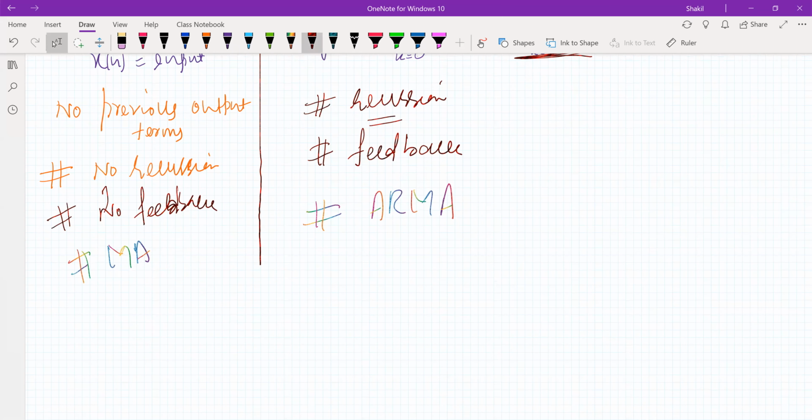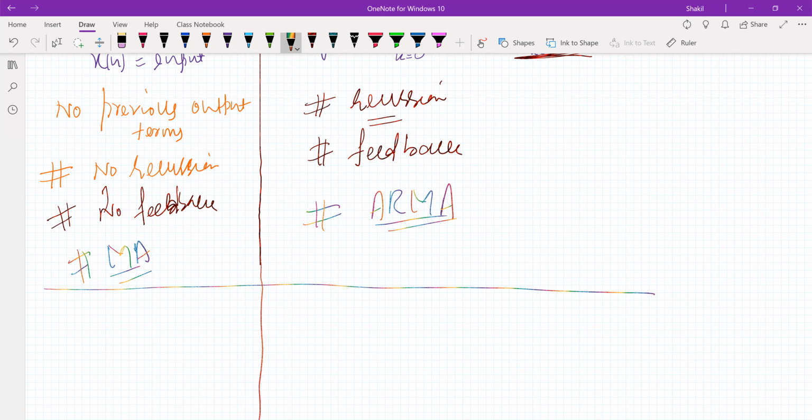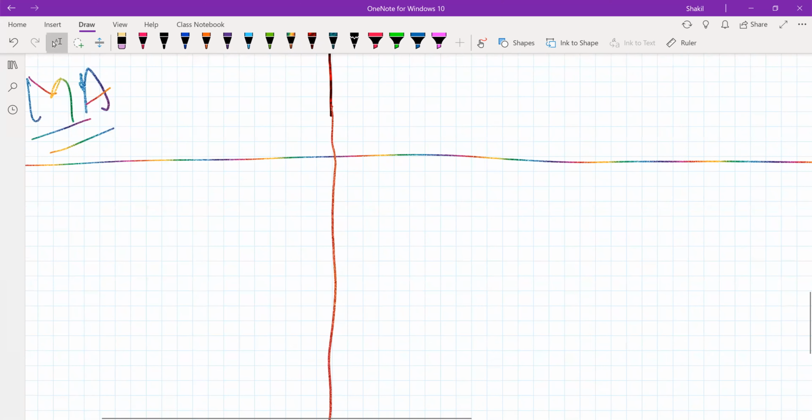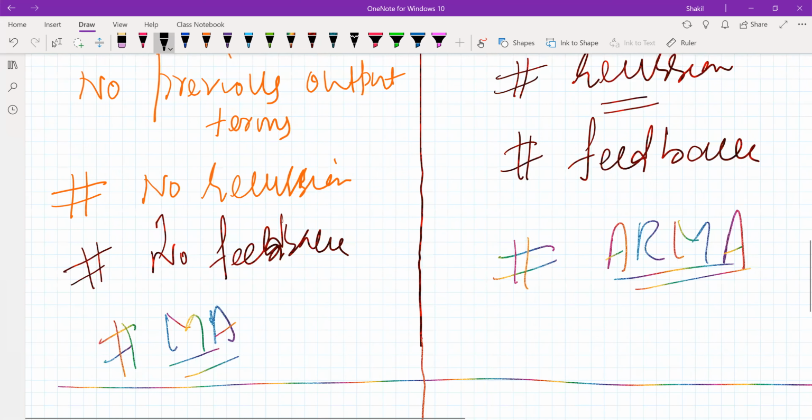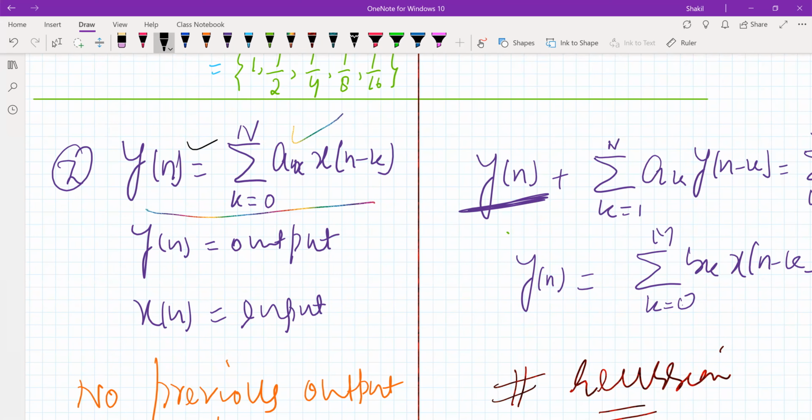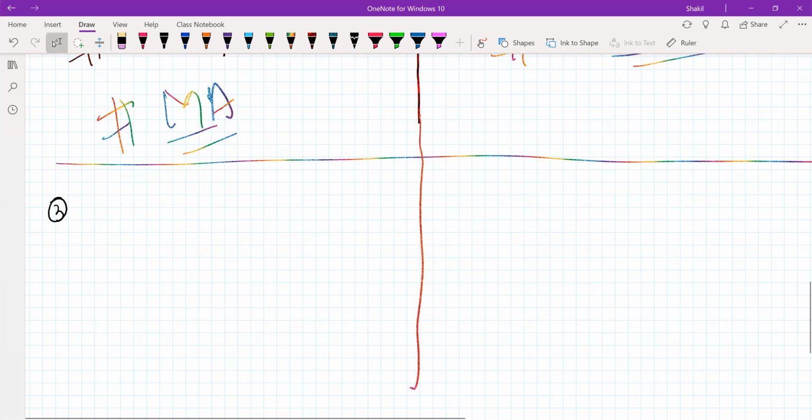I think in the previous class we saw what the ARMA and the moving average are, right? So this is one more distinction between the two. Now the next distinction between FIR and IIR is based on the transfer function. The transfer function can be obtained from the difference equation, right? Taking the z transform of this, we obtain the transfer function.